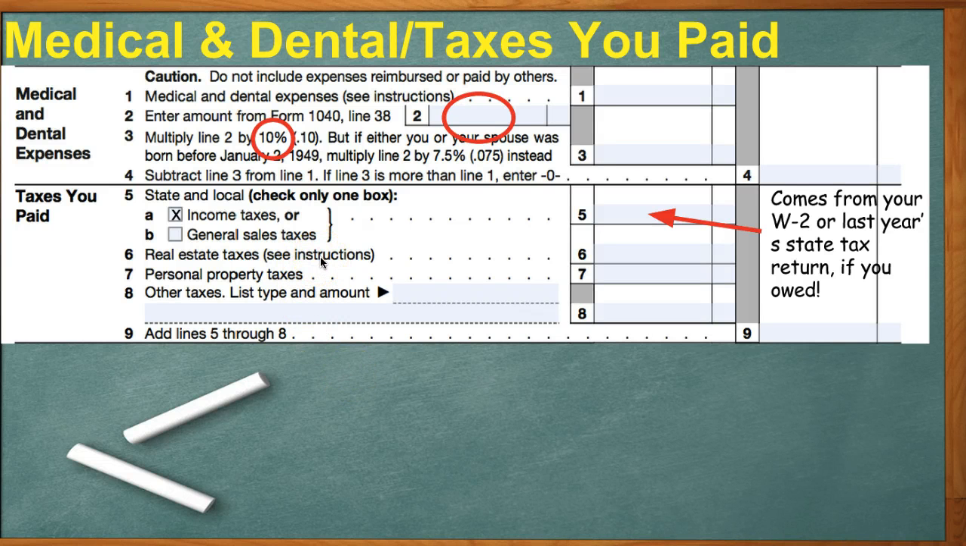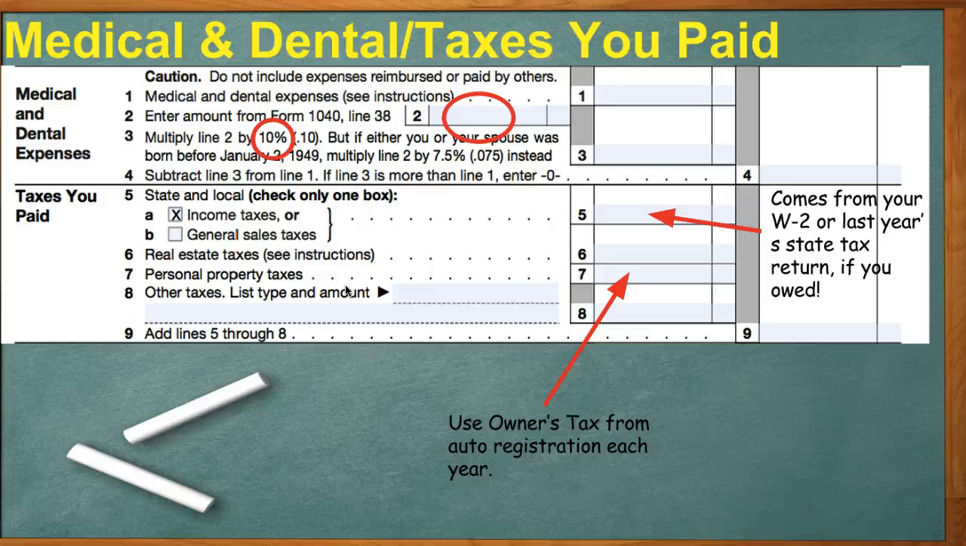These are reported to you on 1098, and these come from owning property. When you own property, you have to pay real estate taxes. Those are deductible. Next, on line 7, we have something called personal property taxes. This is the owner's tax when you register your automobile every year. So if you look on your auto registration, you'll see a little box that says owner's tax. That amount is deductible. There are other taxes, but we won't be covering those at this time.